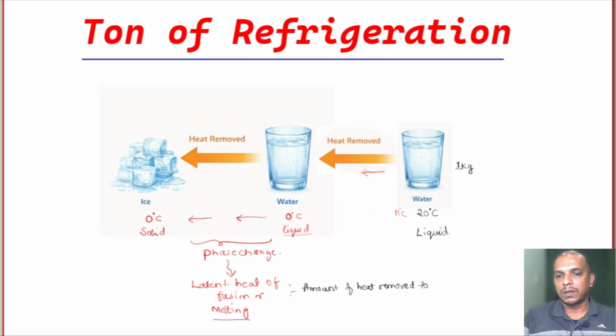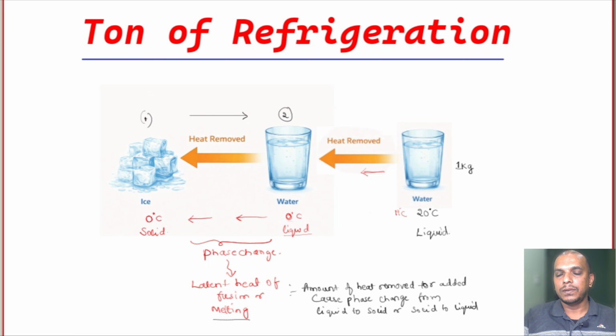to cause phase change. Heat removed or added also. If we add heat from phase 1 to phase 2, converting ice to water, the heat will be given. Whereas if you want to come back from 2 to 1, heat is removed. So, the amount of heat removed or added to cause the phase change from liquid to solid or solid to liquid.